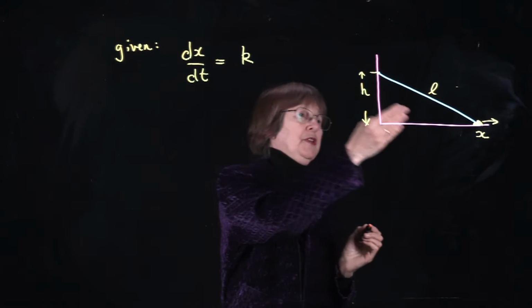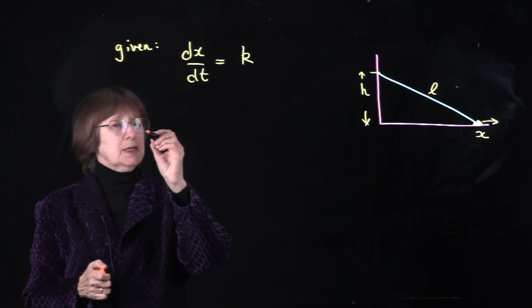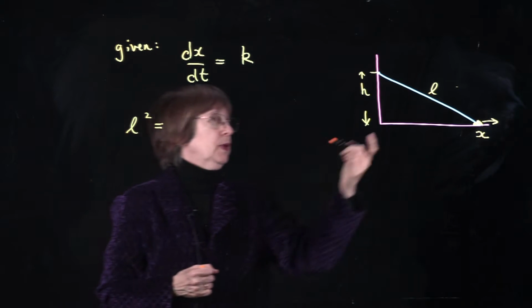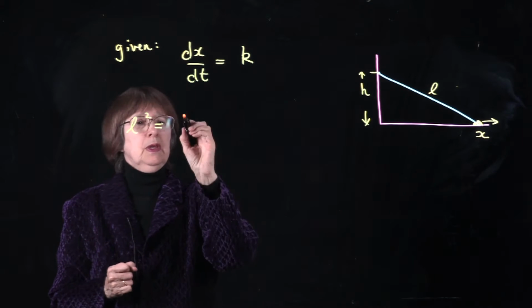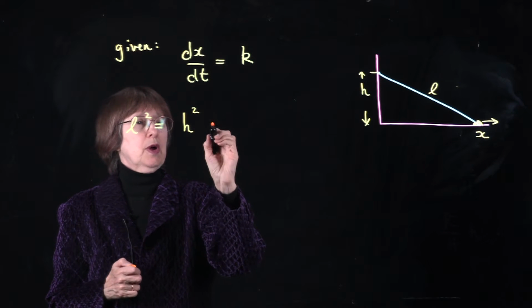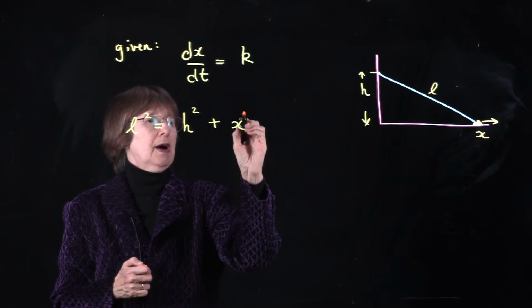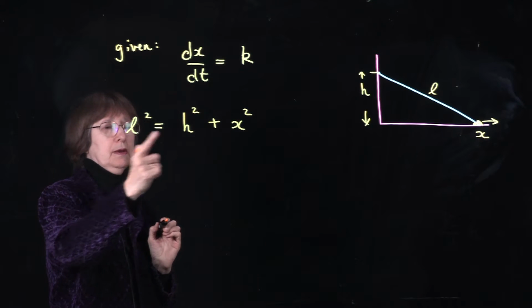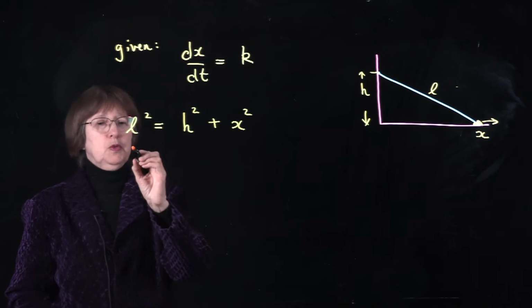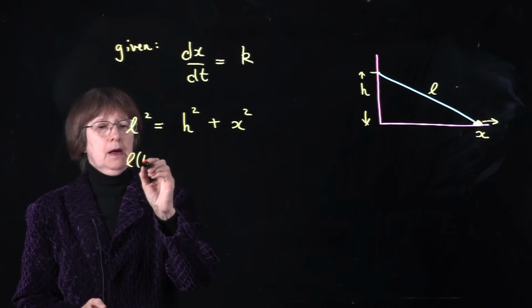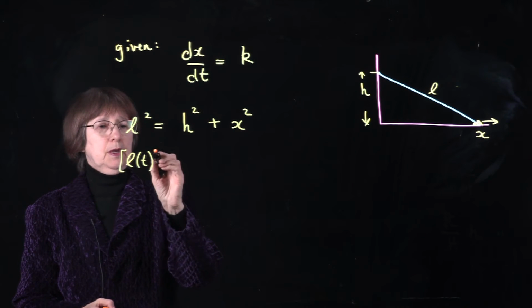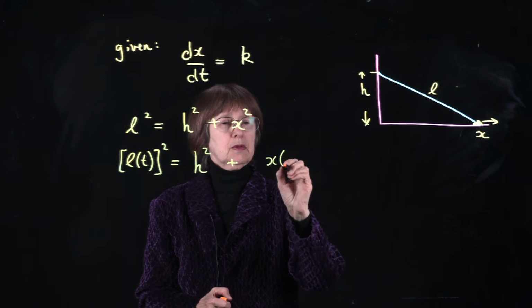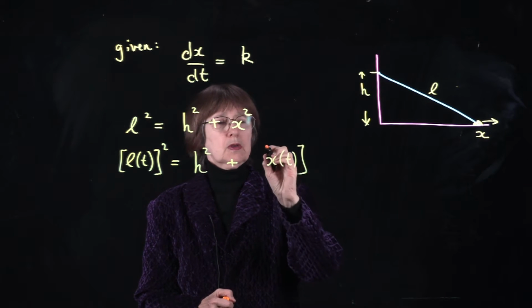Now, from the geometry here, we can see that in this right-angled triangle, the hypotenuse, which we labeled with length L, will be equal to the sum of the squares of the two sides of that triangle. This is a time-dependent quantity, and so is this. In other words, we should think of this as L as a function of t, which is squared, that equals h squared plus x, which is a function of t, all squared.